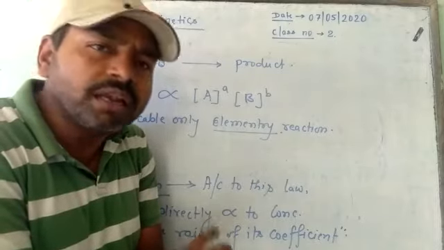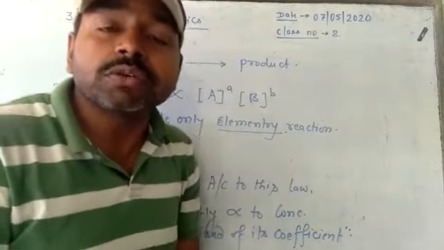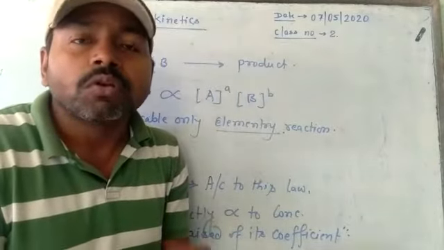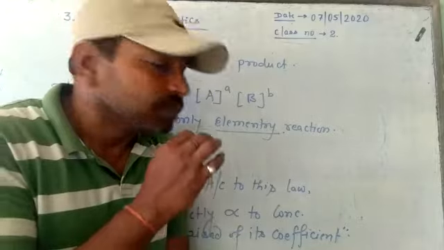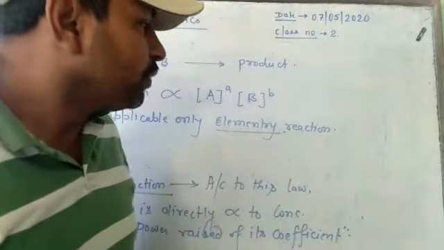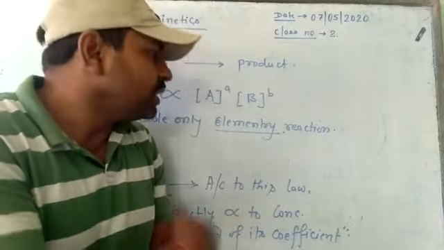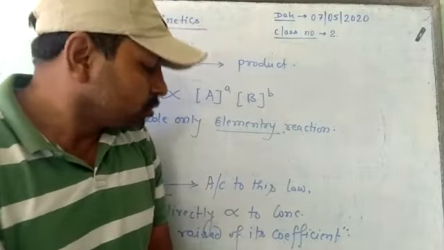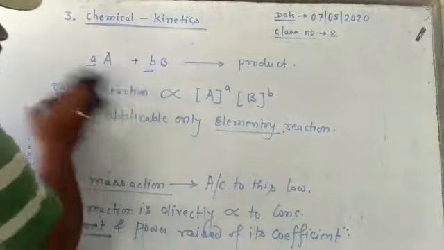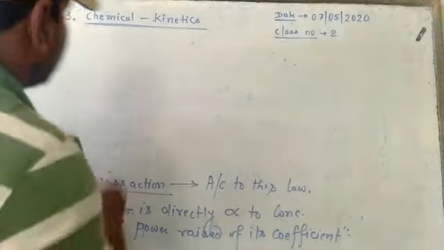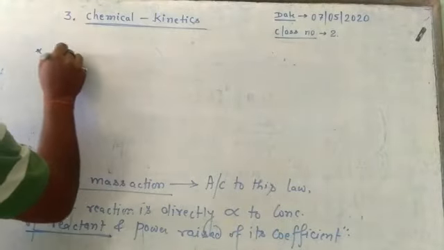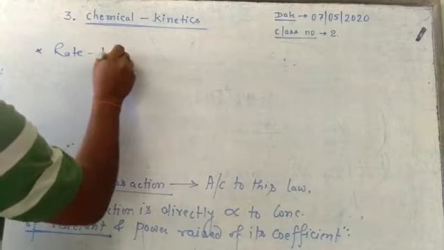It follows only elementary reaction. So students, a new law, which is known as rate law, is evolved for elementary as well as complex reaction. So students, we now study rate law.